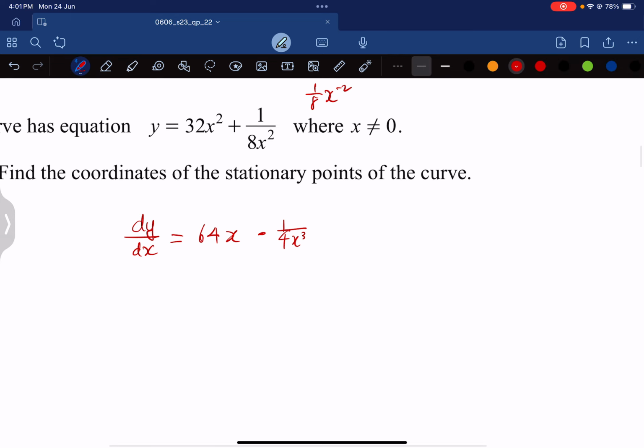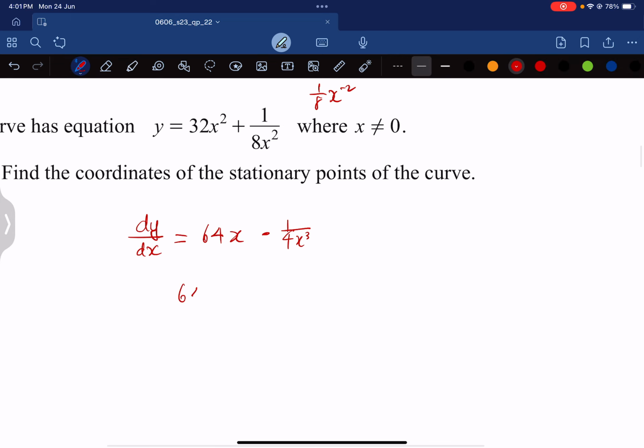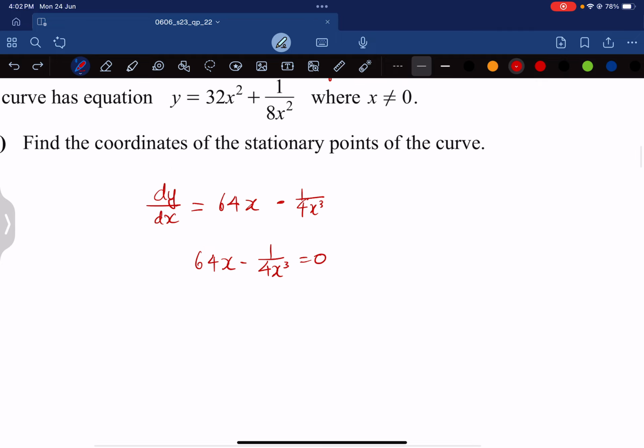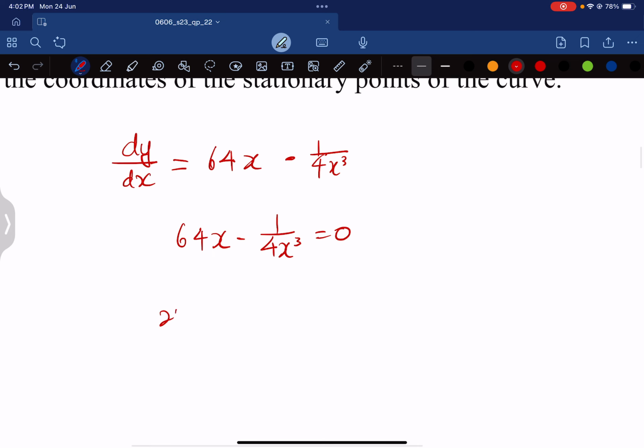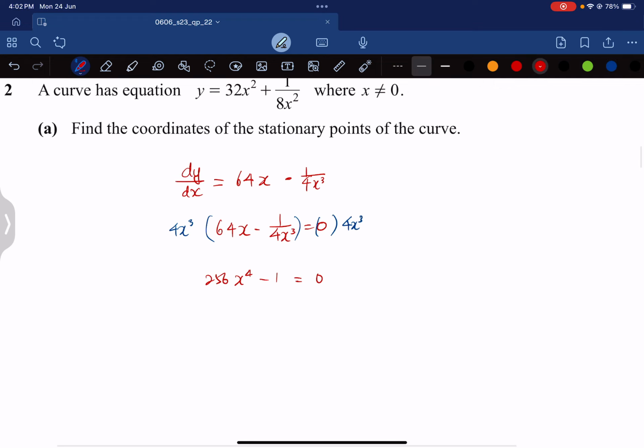Okay, so to find the coordinates, let this be 0. Whenever we see a denominator in that maths paper, you always get rid of it by multiplying the denominator on both sides. So 256x to the power of 4 minus 1 equals 0. What I'm doing here is multiplying 4x cubed on both sides.